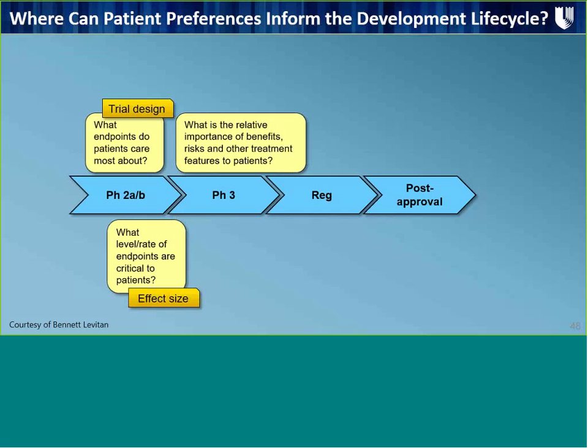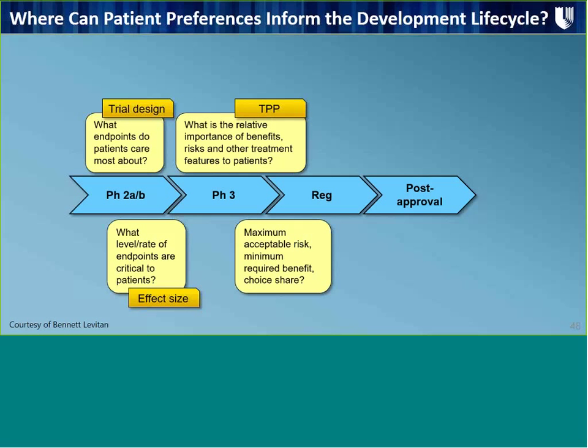At the next phase, we could be interested in relative importance of outcomes for, I forgot what TPP is. Target product population. Profile. Yeah, sorry. Target profile. Target product profile. Got it. I think we have an example of that a little later here if we have time.